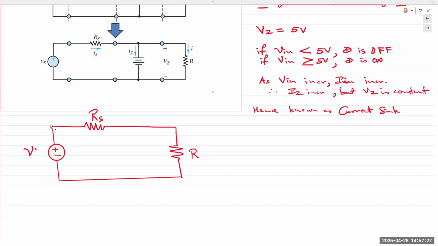This is VS, so let's do supply voltage VS. Two resistors in series, you apply a voltage to it. What happens to the voltage? What happens to the current in a series circuit?